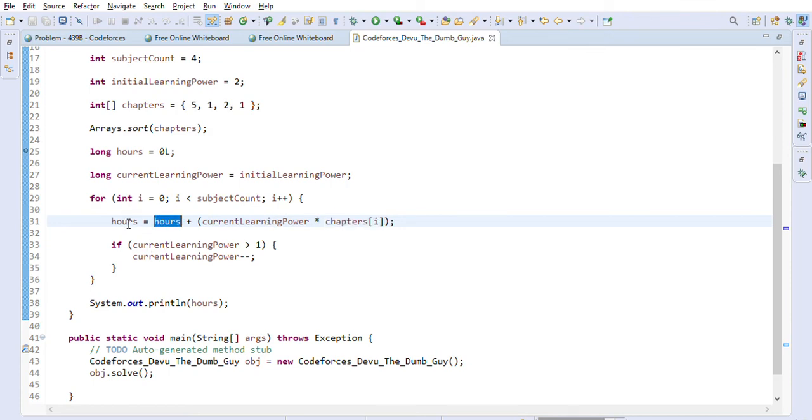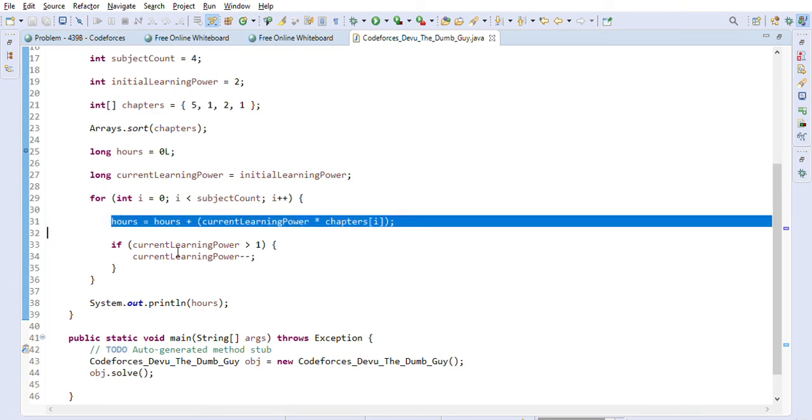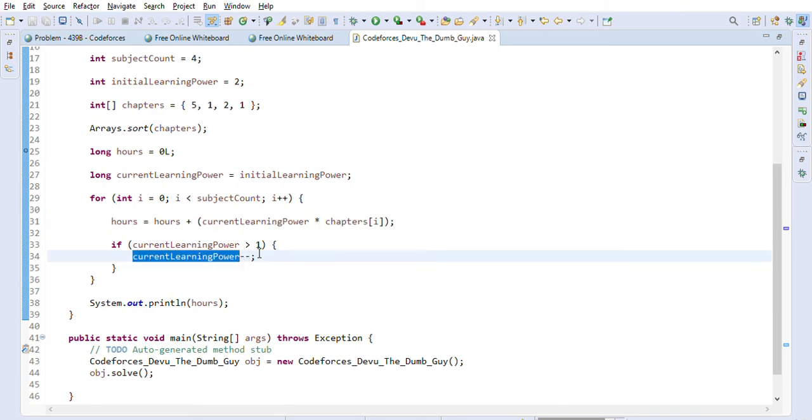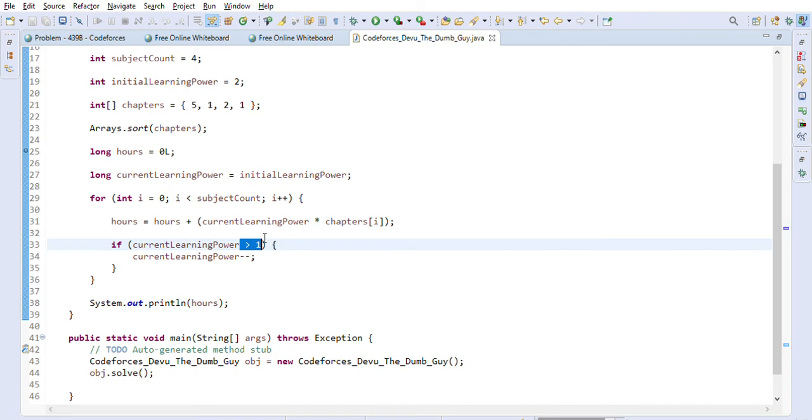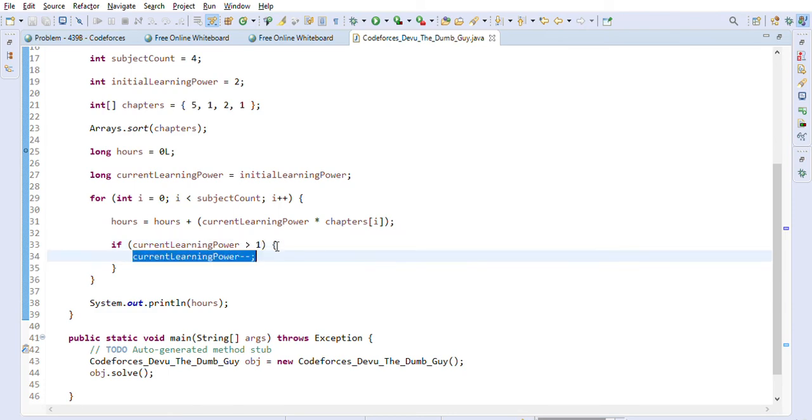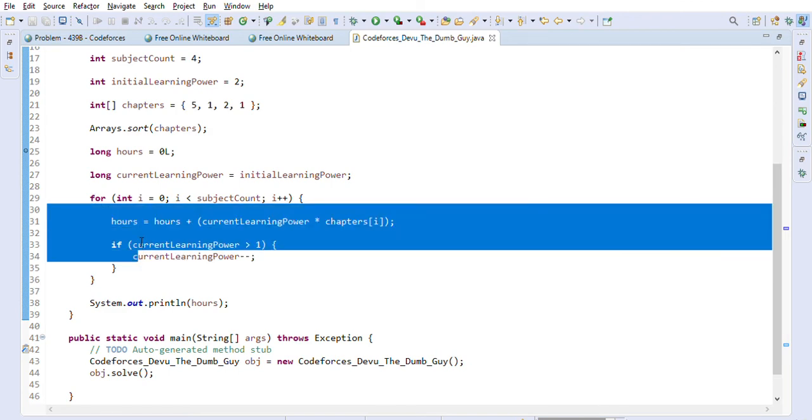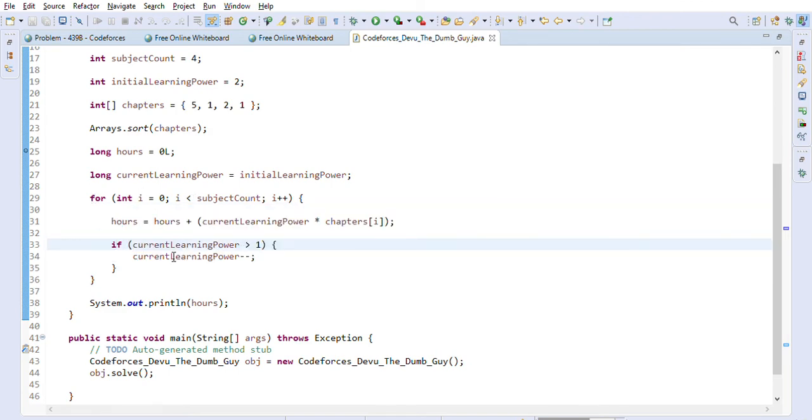And after we are done with this, we will keep decrementing the learning power by 1 if it is greater than 1, right? It cannot go less than 1, so minimum 1 will be required. So only if it is greater than 1 will we decrease it by 1. We will loop through all the subjects, calculate the total hours required this way, and output the number of hours. So this is a greedy problem, and it is based on sorting.